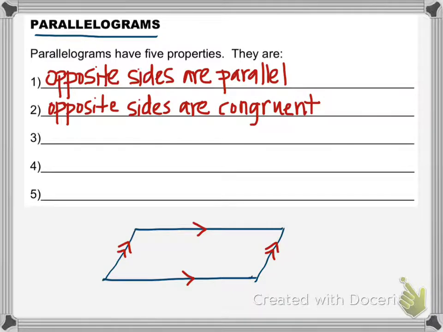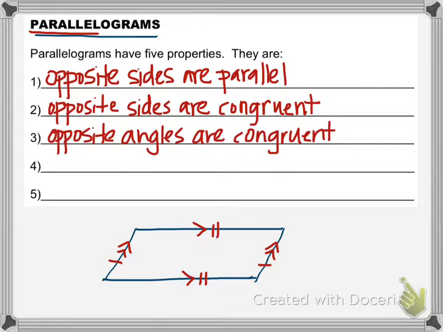So the first one was opposite sides are parallel, and that's actually the reason why parallelograms have their name, parallelograms. But the second property is that opposite sides are also congruent. So these two sides have the same length, and these two sides have the same length as well. Let's do one tick through those. Okay, so there we go. Opposite sides are parallel and congruent.